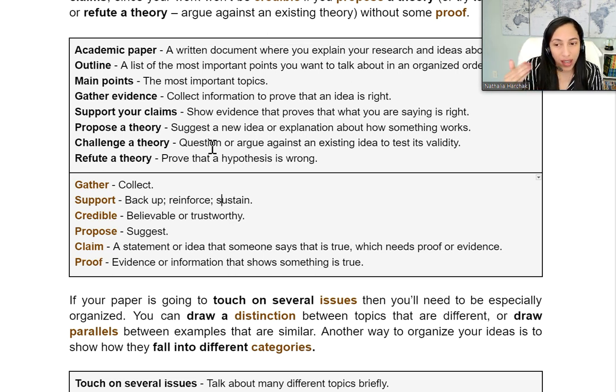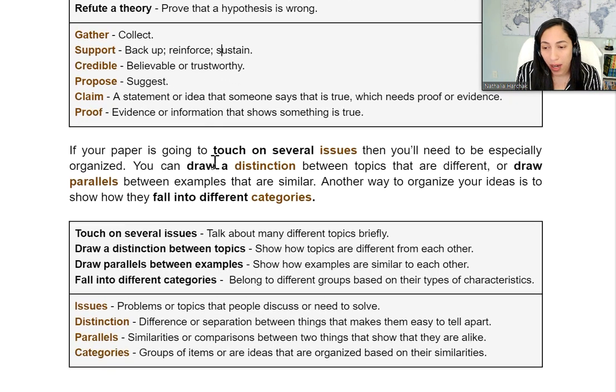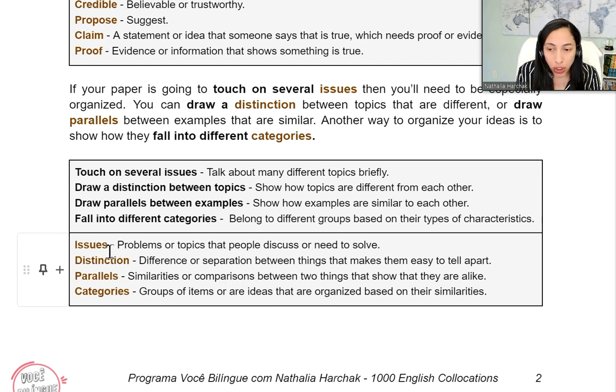Every time you see a video about this course, actually, this course called 1000 English Collocations, you will probably notice, if you haven't noticed yet, my documents have a very specific format. And that's on purpose, okay? Because I think about that before I write. Okay? All right.